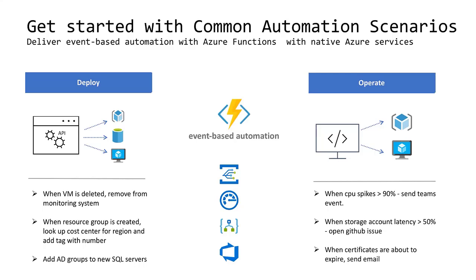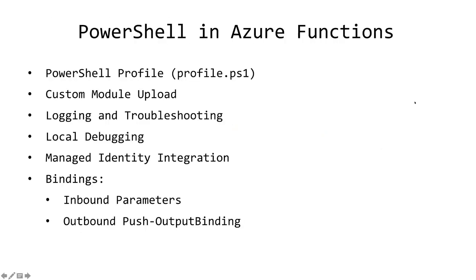Another really interesting capability here might just be down at the bottom right: when a certificate is about to expire, send an email or even maybe update the certificate. So again, just some starting points to think about here. As we move forward, I'll give you guys some more ideas on this, but let's talk about running PowerShell in Azure Functions. And so right now, PowerShell Core is what's available to us.